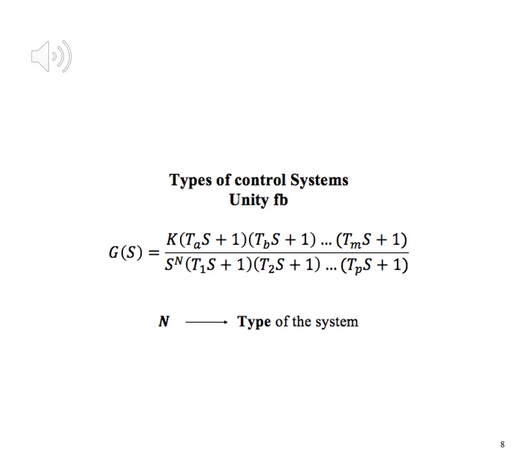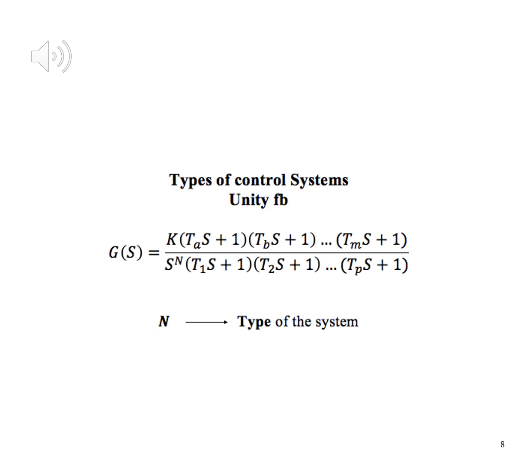This is the meaning of the type of the system. The type of the system is indicated by the power of s standalone, which we indicated by the capital letter N.